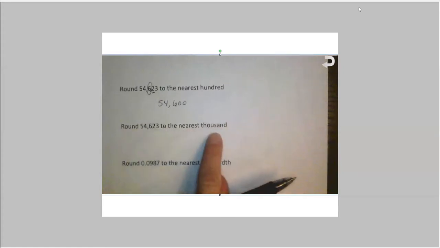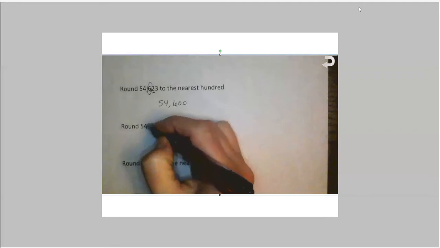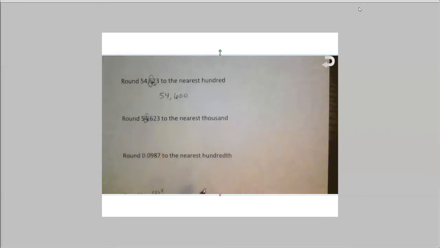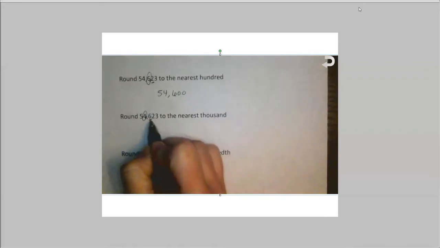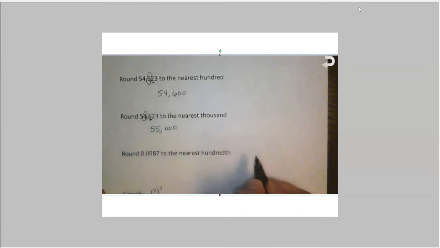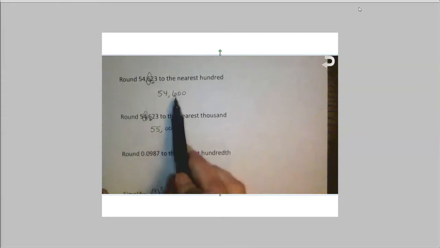Okay, this is the same number. Now it's asking to round to the thousand place. So 4 is in the thousands place, but I have to look at the number directly behind it. 5 or more, bump up the score. 4 or less, let it rest. Is this closer to 54,000 or 55,000? Because 6 is 5 or more, it's going to bump up that score, and this will round up to 55,000. So make sure you're rounding to that specific place. Notice everything after that position is just zeros.